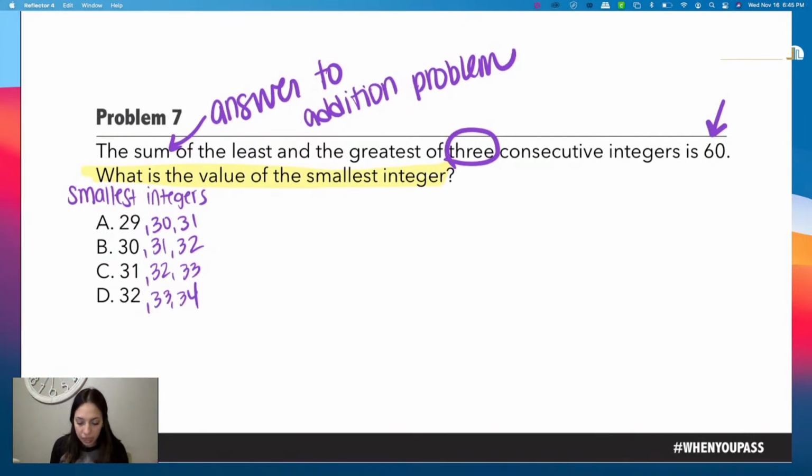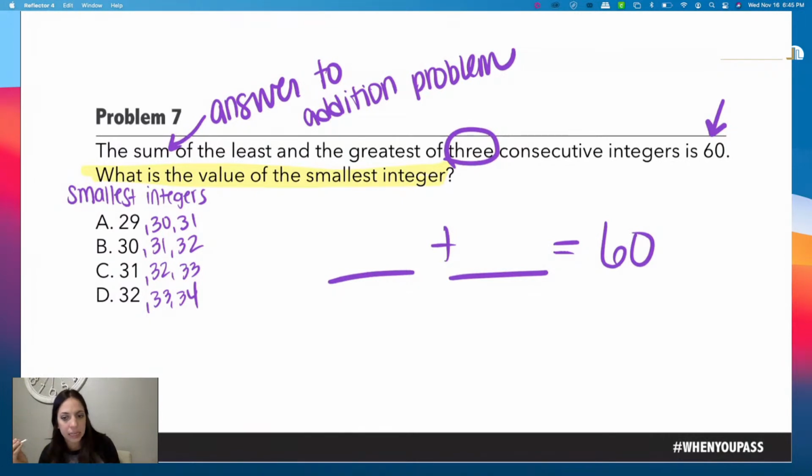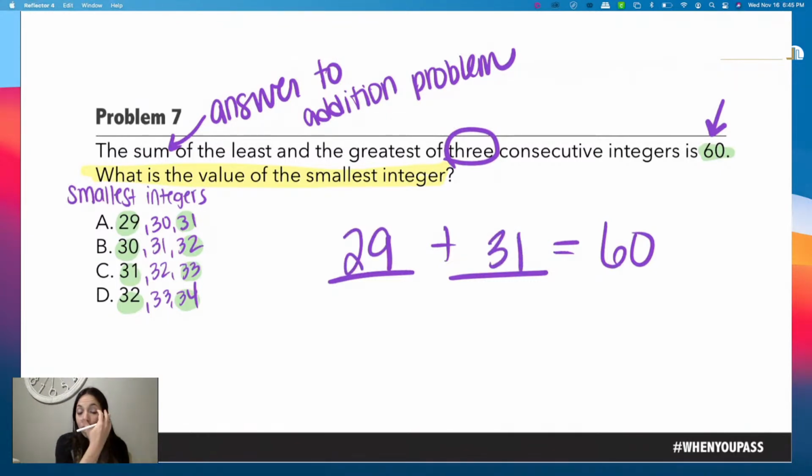So something plus something has to equal 60. The 3 is going to really throw people off because they're going to automatically think that I have to do something plus something plus something to equal 60. But it is not. So in this case, I'm looking at 29 and 31, 30 and 32, 31 and 33, 32 and 34. Well, which pair of those is going to equal 60? 29 and 31. So A is the right answer.